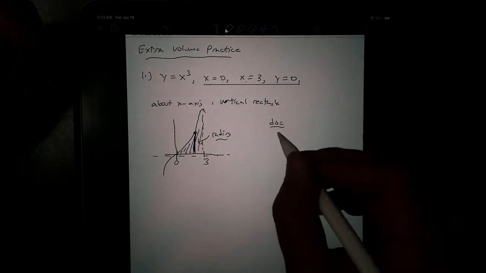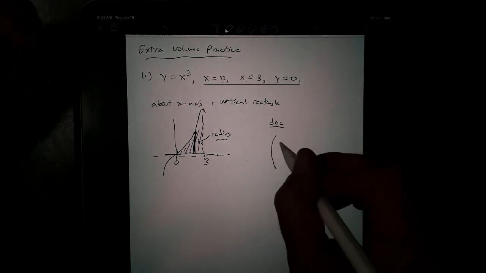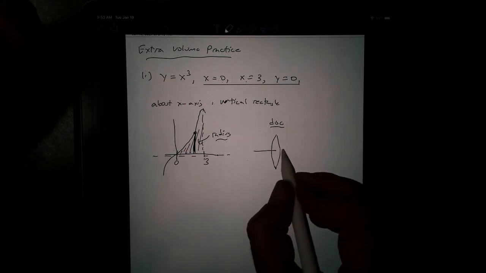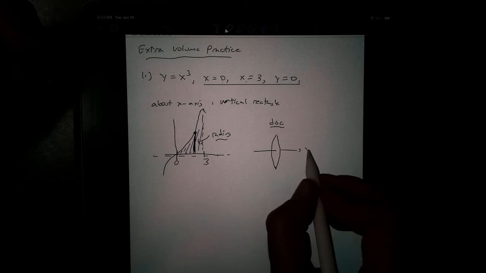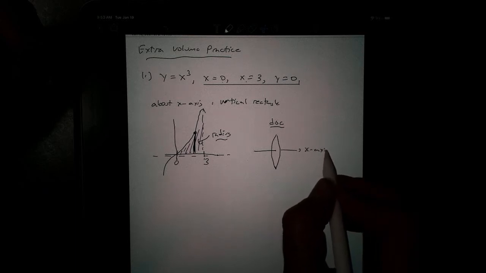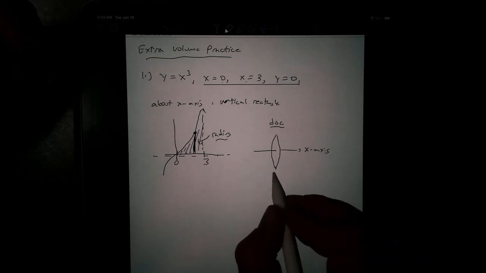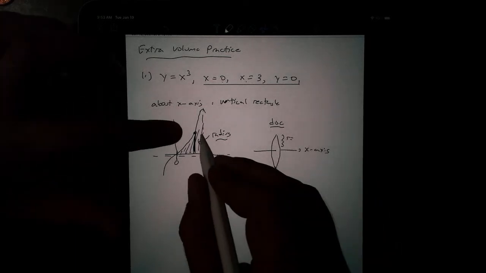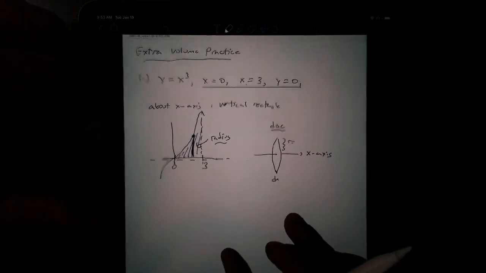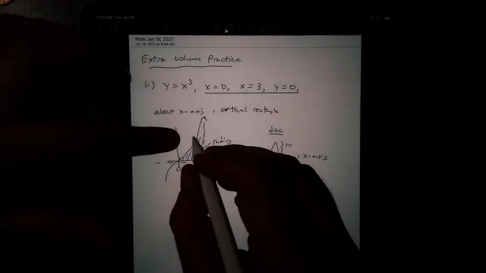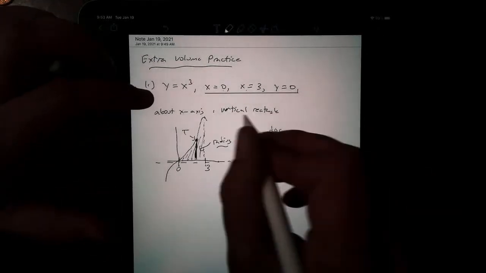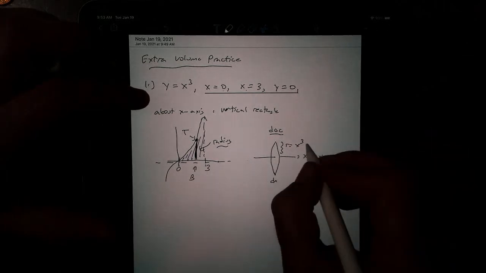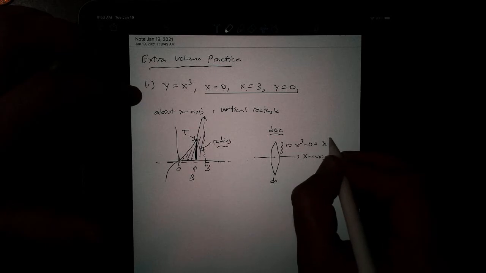Remember, in a day or so we're going to talk about the washer method. So there's my disk, and from the center I'm going to draw my axis of revolution. That's the x-axis. This really does help. Since we're in terms of x, that's dx, and we just have to find our radius. The radius, remember, is the top function minus the bottom function. And the top is our x cubed. And the bottom is just 0. So x cubed minus 0, and I just get x cubed.